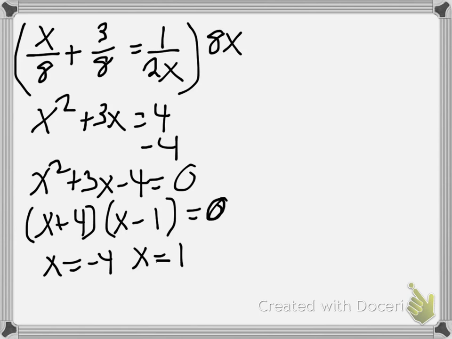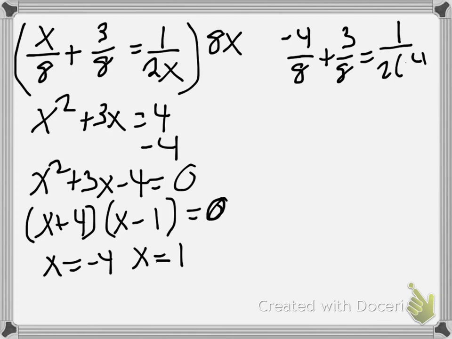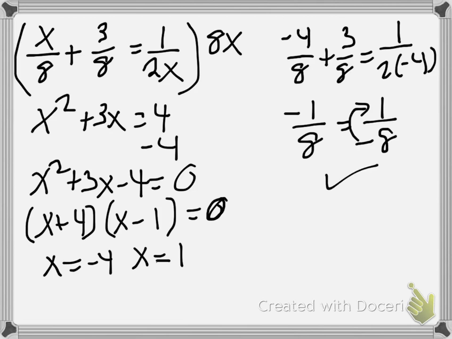Now let's plug in the negative 4. Negative 4 over 8 plus 3 over 8 equals 1 over 2 times negative 4. So this is negative 4 plus 3/8, that's negative 1/8. Does that equal 1 over negative 8? Yes, because I can move that up there, and that is good. So both of these answers are correct.